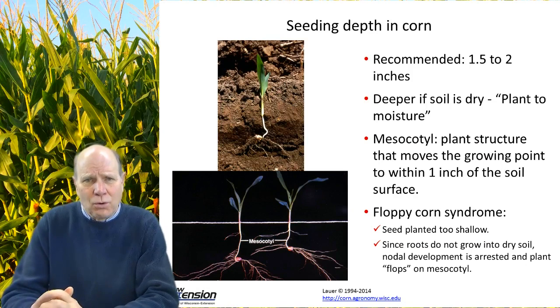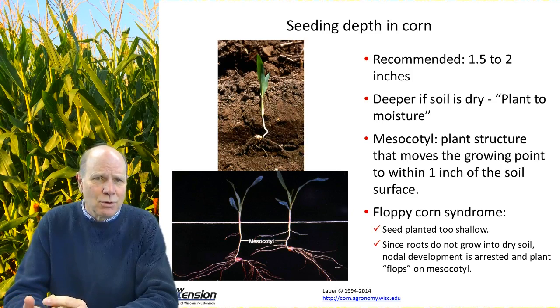This mesocotyl is important for planting depth, and I'll show that right here. If you plant corn, generally I recommend planting corn 1.5 to 2 inches deep. But many times growers, like in Kansas or other places, will plant corn to moisture. And so sometimes they'll plant that corn seed 3 inches or more in depth. Many times farmers will find seed laying on the surface.